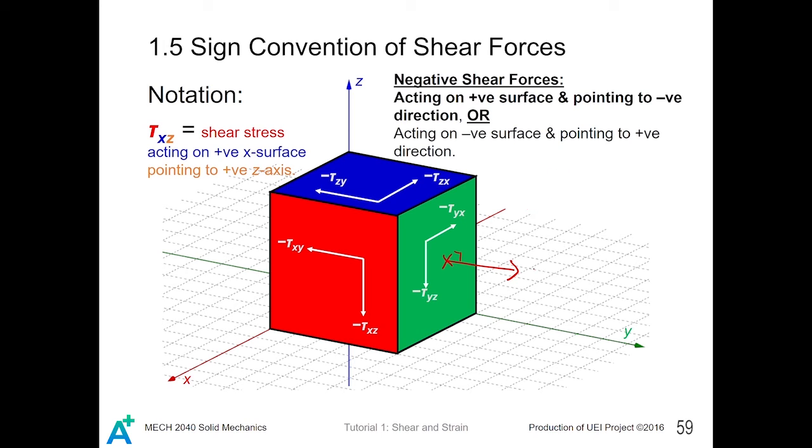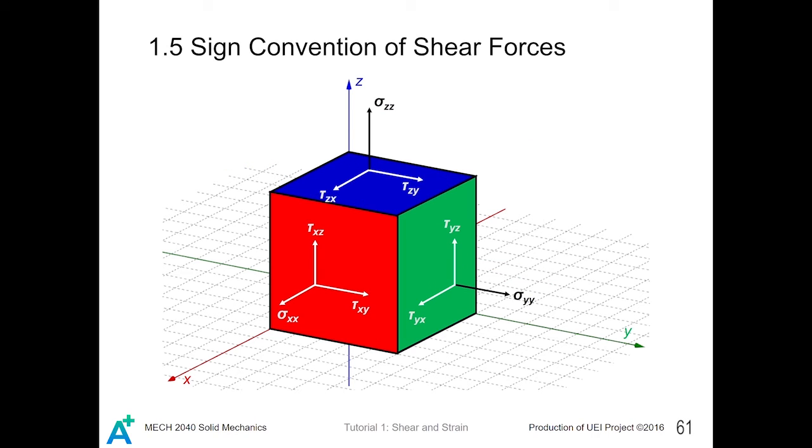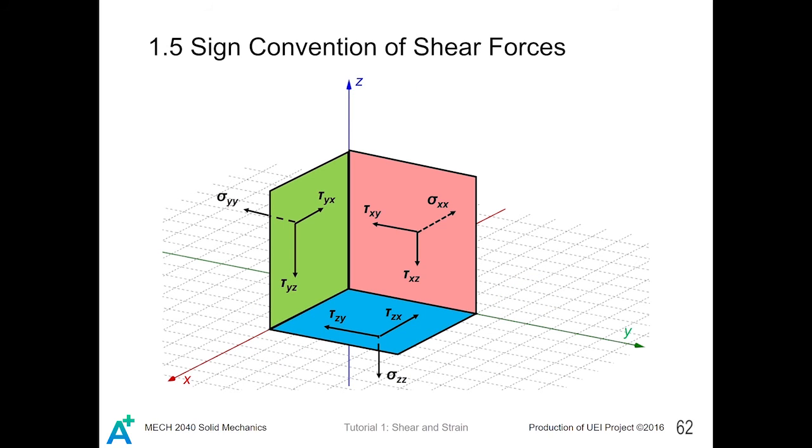No, it is sigma xx. There is no tau xx, tau yy, or tau zz. We only have direct stress instead of shear stress. And similarly for the negative surfaces. So still, for direct stress, pointing outward means positive.